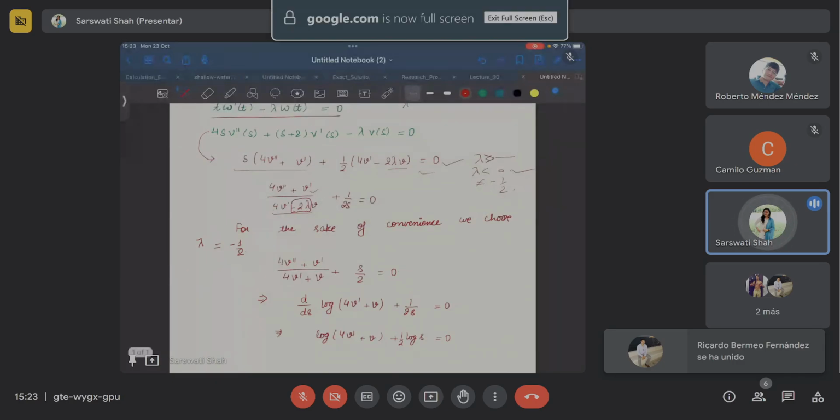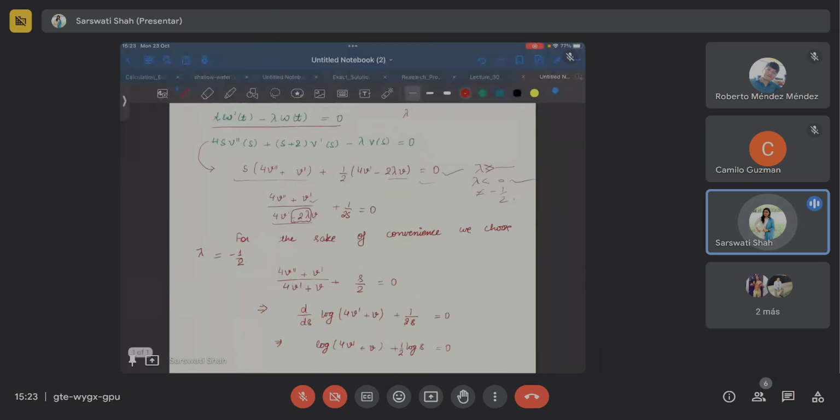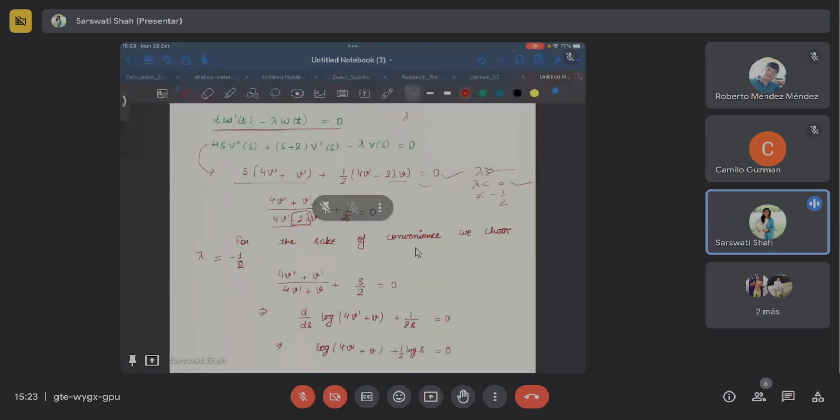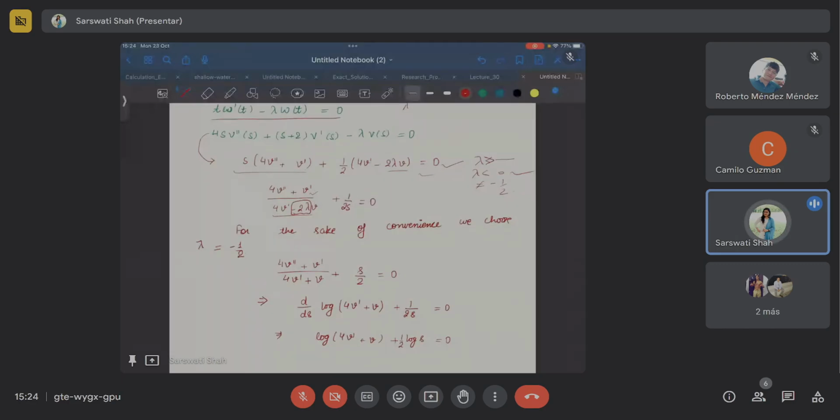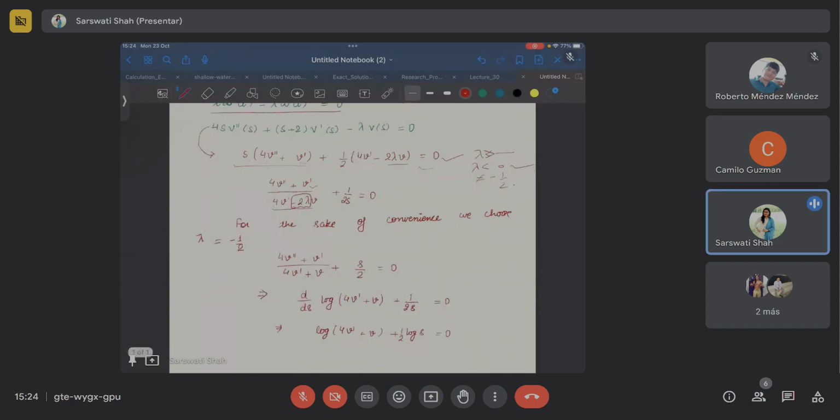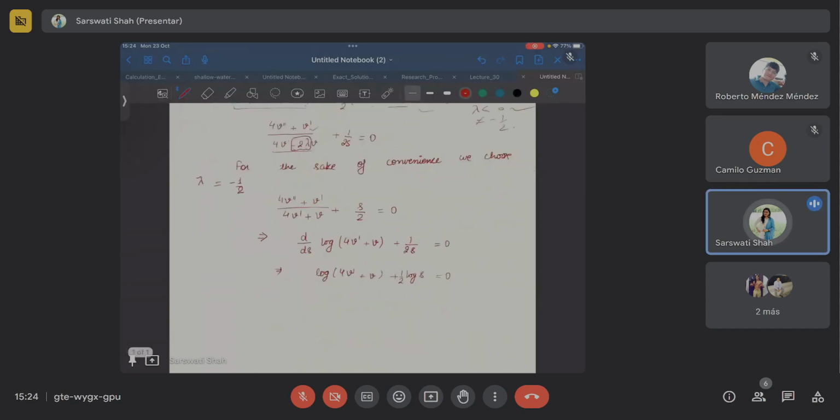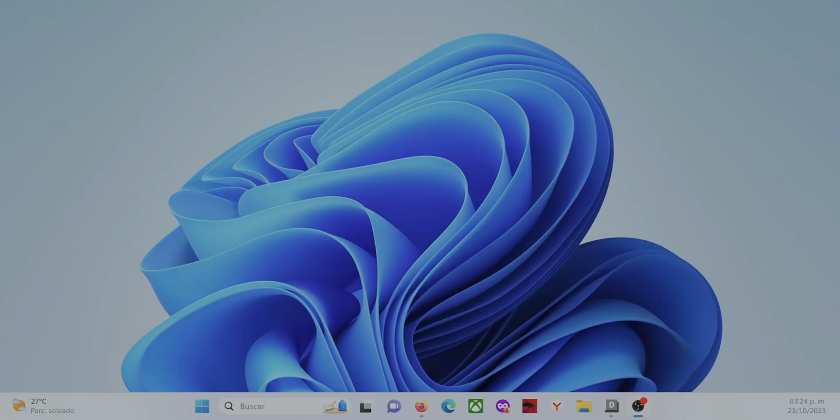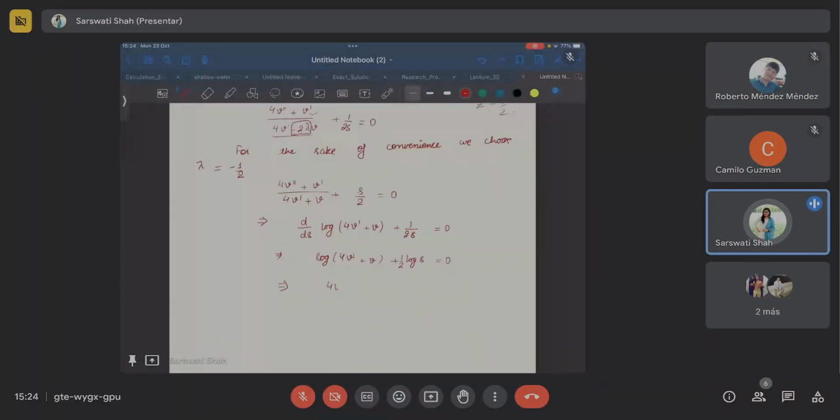Cross verify again one time more my calculation because I am thinking that I might make a mistake. So I took s common: 4v double dash plus v dash plus 1 over 2 4v dash minus this. And then I get the same when I try to solve that. Okay, then fine, then I am proceeding in the right way. 4v dash plus v square root of s is equal to 0.